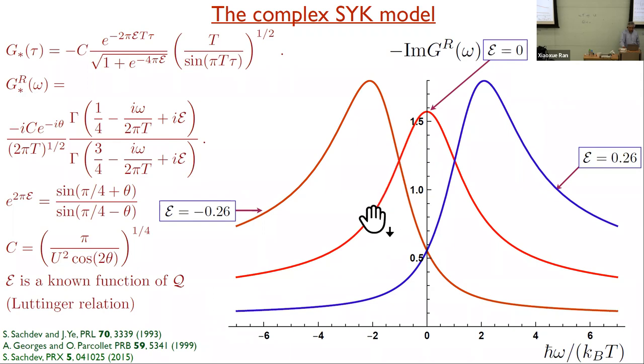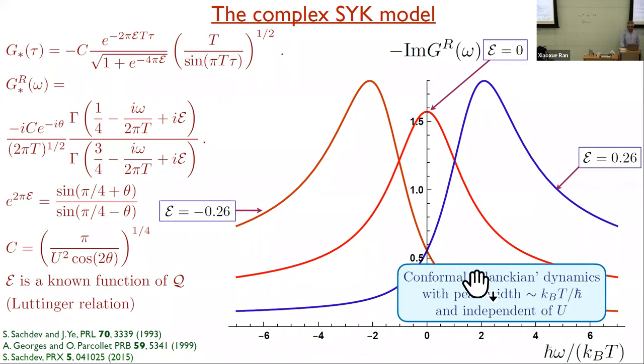The decay is 1 over square root of omega and has this scaling function as a function of omega over T. Now, if this were a Fermi liquid or disordered Fermi liquid, it would be just a temperature-independent constant. But here, this is a very strong function of omega over T. And the line width, if you wish, is just the Planckian time, which is k_B T over h bar. So that's one of the nice features: this strongly interacting system has some relaxational time.